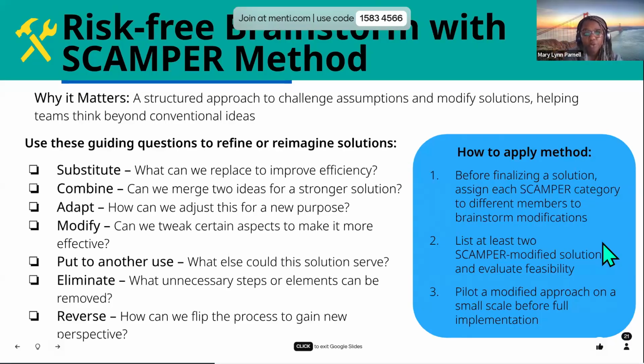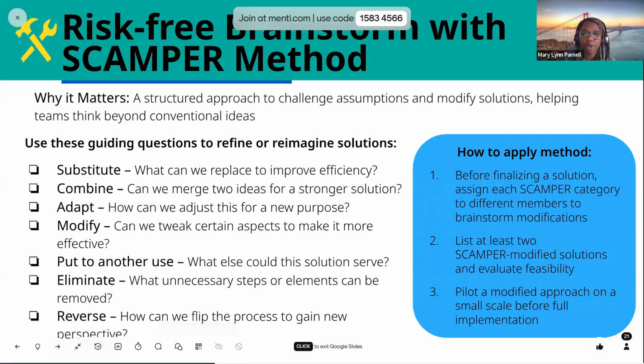One is substitute. What can we replace to improve efficiency? Combine. Can we merge two ideas for a stronger solution? What can we adapt? How can we adjust this for a new purpose? What can we modify? Can we tweak certain aspects to make this more effective? What can we put to another use? What could this solution serve? Eliminate. What unnecessary steps or elements can be removed? And then reverse. How can we flip the process to gain new perspective?